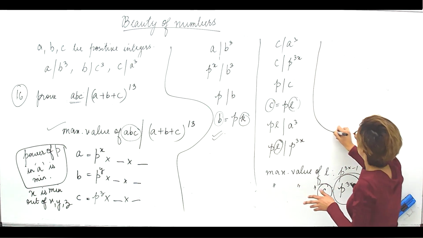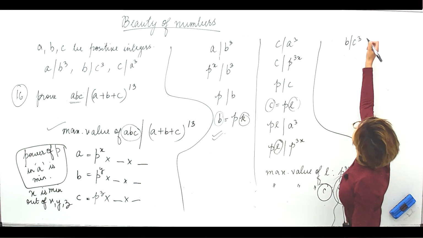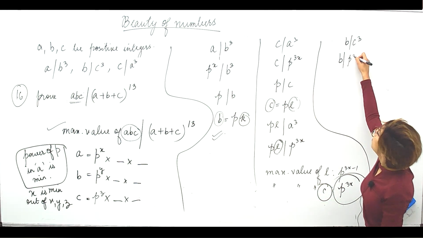Perfect. Now the next one, let's find the maximum value of B. Now I know that B divides C cube. That means B divides what? ये कहाँ था? C यहाँ पर है. So P cube L cube.